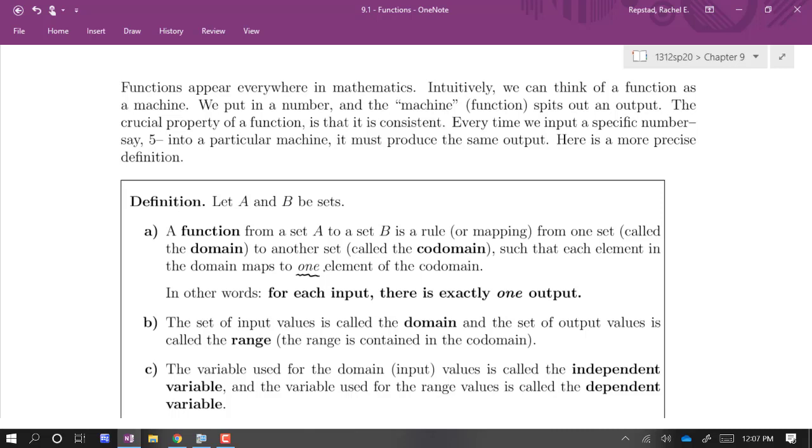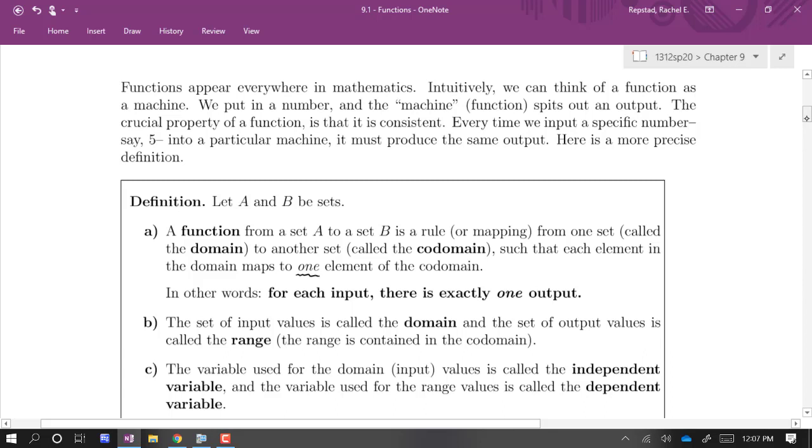Now, the codomain is the set that it maps into. Not every element of the codomain will actually be an output. So if I look at, of the codomain, what are the possible outputs? What are the possible values that I might get out of a function? We call that set the range. And the range is always contained in the codomain, but not always equal to the codomain.